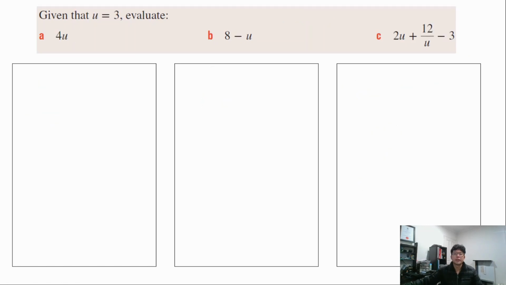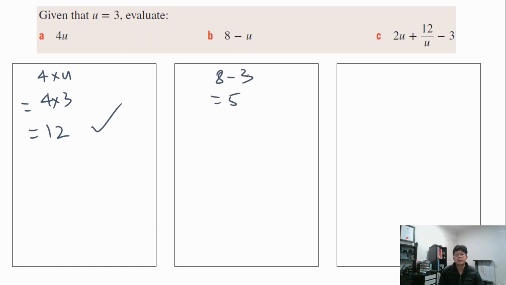Alright, now let's pause the video here and have a go at these questions by yourself, and unpause the video when you're ready to go through them with me. Alright, so in this case, we're going to substitute u with the 3. So 4u is the same as 4 times u, just replace the u with the 3, and that gives us 4 times 3, which equals 12. Give yourself a tick if you got that one correct. Next one is 8 minus u. That gives us 8 minus 3, which gives you 5. Just replace the u with the 3. Give yourself a tick if you got that one correct as well.